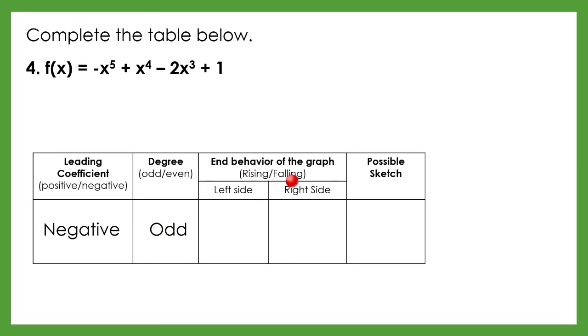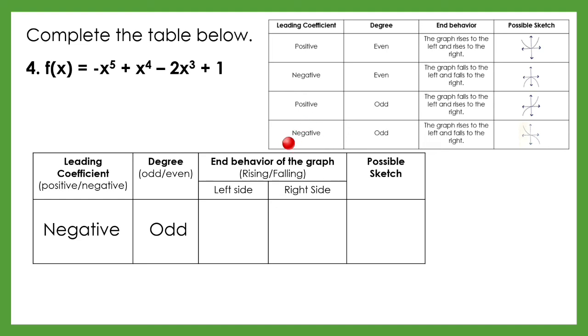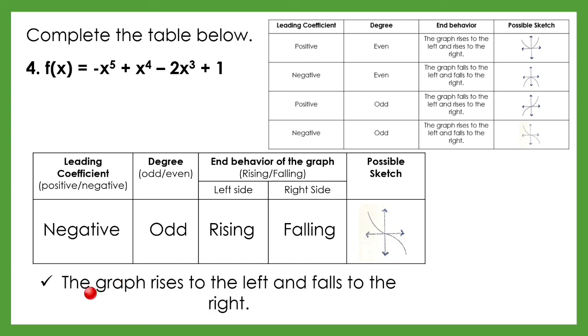And then, yung end behavior ng graph, kung ang leading coefficient ay negative, at kung ang degree ay odd, tignan natin dito sa table, negative leading coefficient, and then odd, yung kanyang degree, the graph rises to the left and falls to the right. So, ang left side natin is rising, since rises to the left, and then falls to the right. Ang right side natin is falling. Ang possible sketch, ganito. So, sa left side, rising. Sa right side, falling. So, ang end behavior, the graph rises to the left and falls to the right.